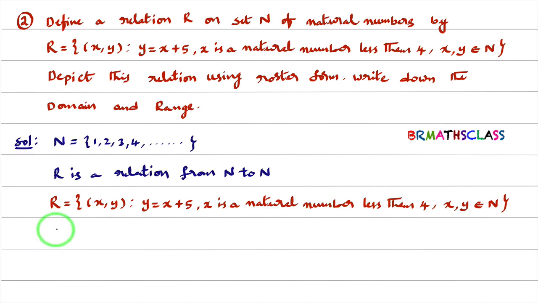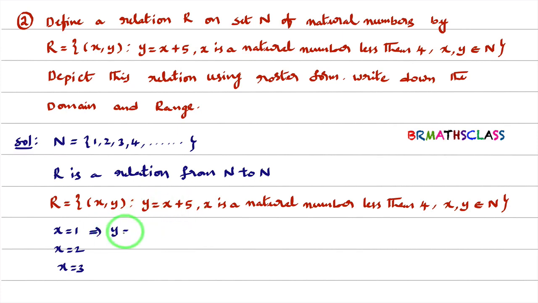So I can take x equal to 1, x equal to 2, x equal to 3. Can I take x equal to 4? 4 is not less than 4, so you cannot take x equal to 4. Now I'll substitute these values in this.